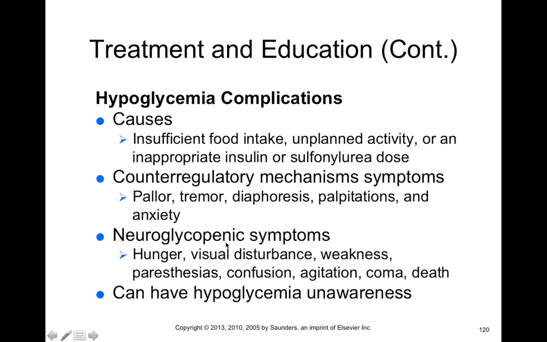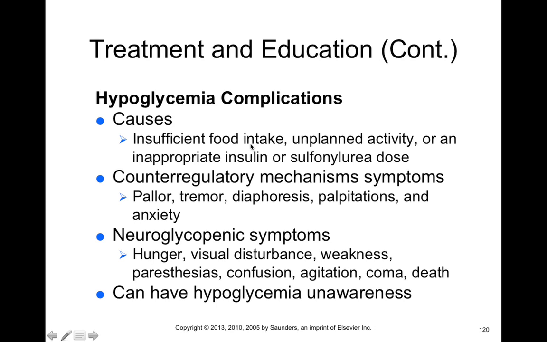Like the neuroglycopenic symptoms are going to be the things that affect your nervous system. So it's going to lead to hunger, visual disturbance, weakness, paresthesias, confusion, agitation, coma, death. They even talk about belligerence, right? So they get a little more violent, and I guess one way to put it is maybe a little bit more animalistic.